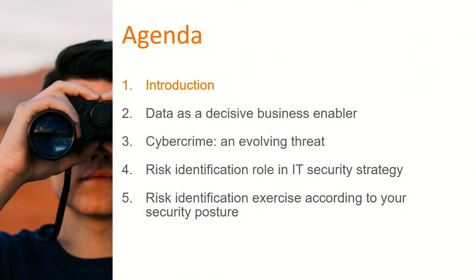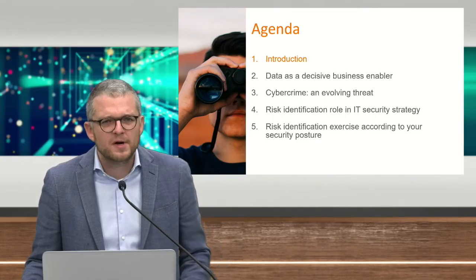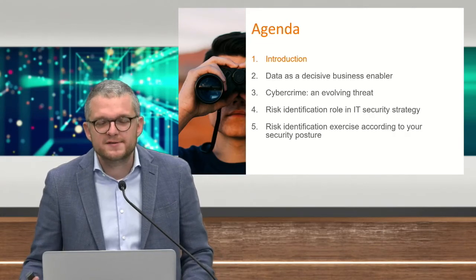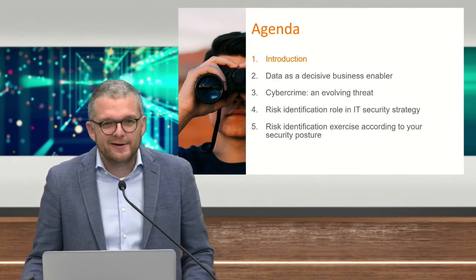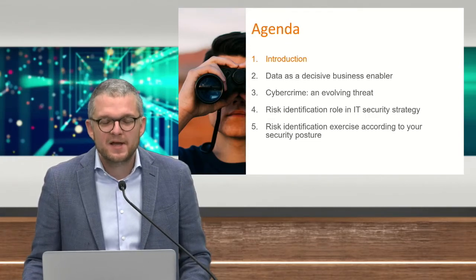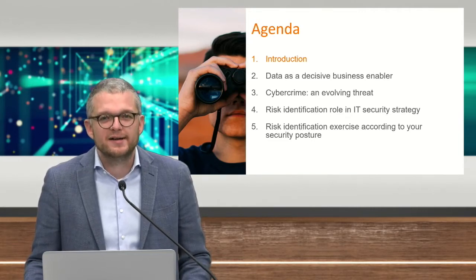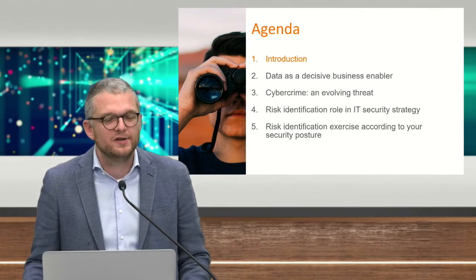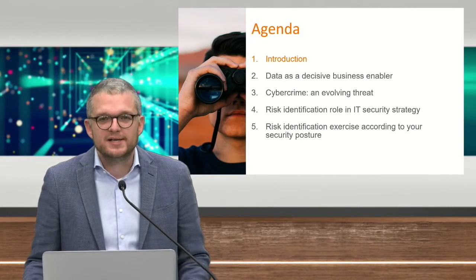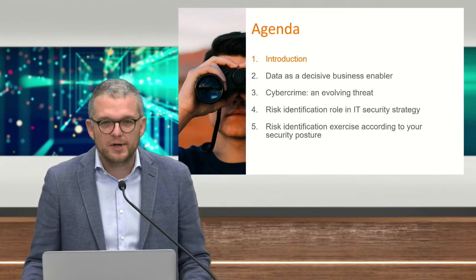On the agenda for today, I will give a brief introduction, and then we will see the importance of data as a decisive business enabler. Secondly, we will go to some figures on cybercrime. We have seen on the Orange network the evolution of cybercrime, and Audrey will give you all the details on this. And then we go much more into detail on risk identification in your IT security strategy. And finally, we will make it very concrete and we'll see how this risk identification exercise accords to the maturity of your security strategy in your company.